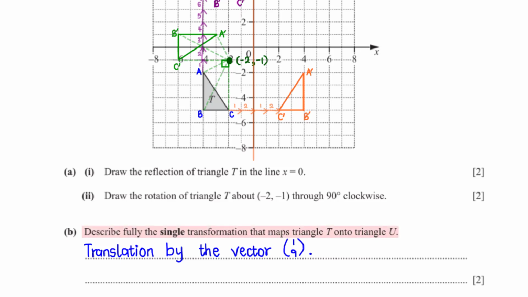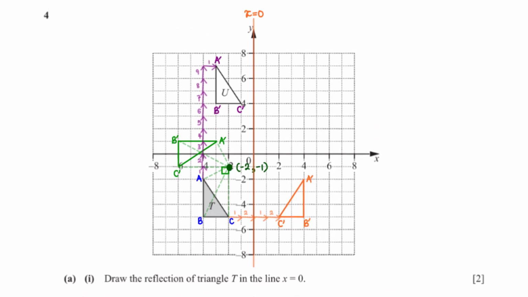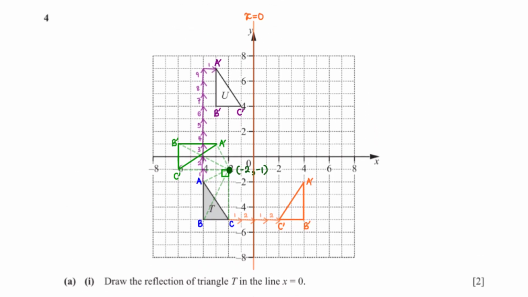Describe fully the single transformation that maps triangle T onto triangle U. When we look at both triangles T and U, we can tell straight away that this is a translation because both triangles have exactly the same size and orientation. The only difference is they are located on different parts of the grid.